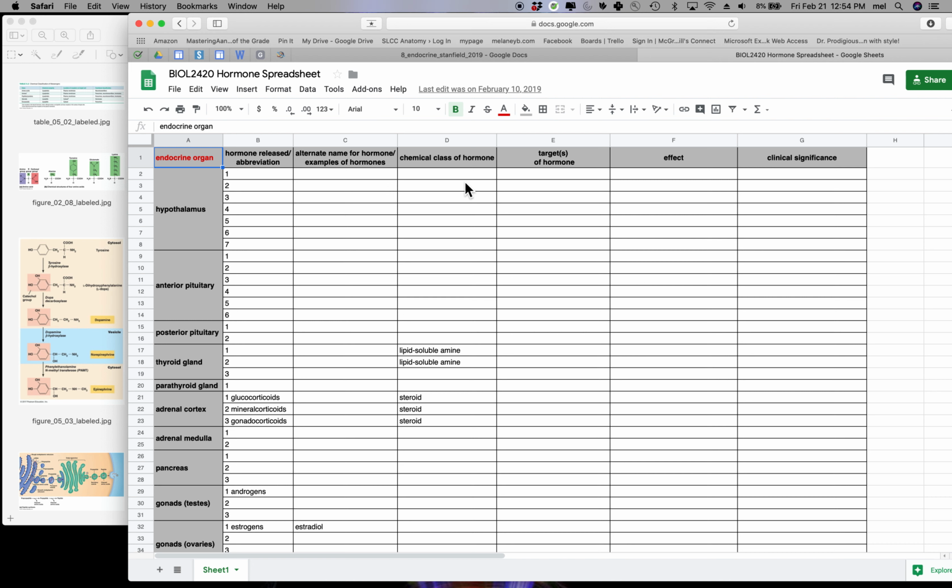Just FYI, if you do this, make sure that you have it in an editable form because as we go through the notes, we will clarify some things and you'll be able to figure out, oh, no, that hormone doesn't go there, it goes here. So make sure this is editable. If you print it out and just write on it, that's fine too, but make sure it's erasable so that you can get it all done correctly.